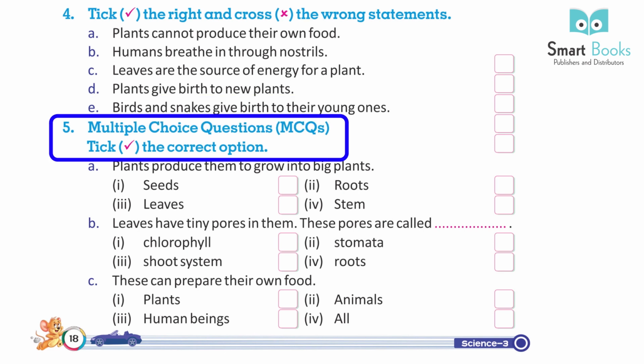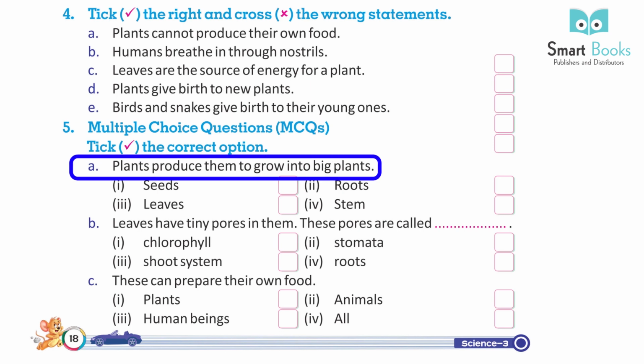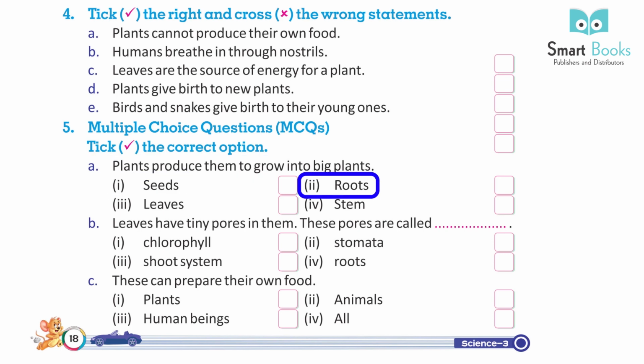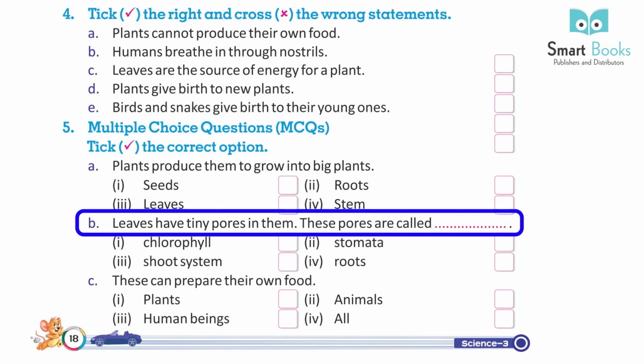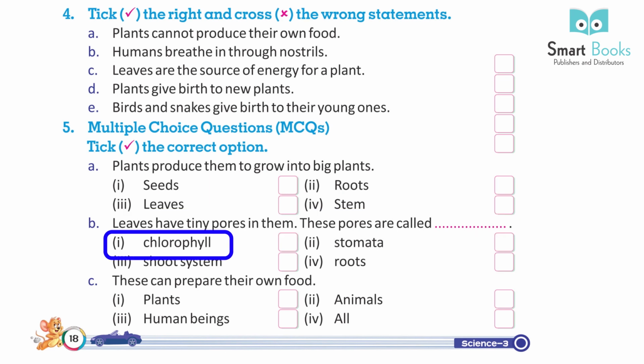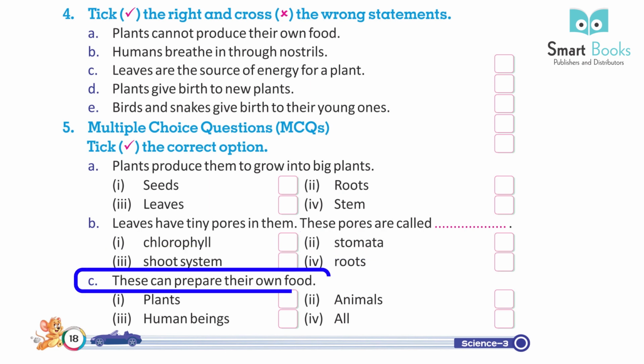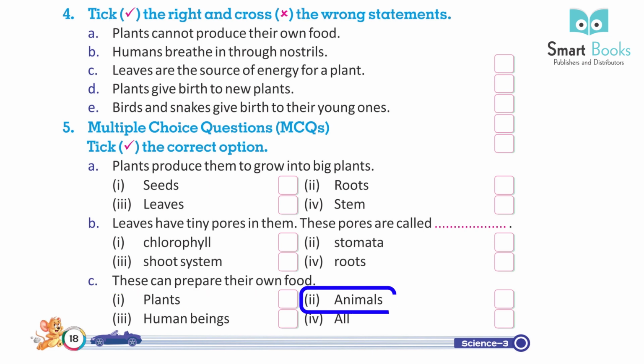5. Multiple choice questions. Tick the correct option. A. Plants produce them to grow into big plants. 1. Seeds, 2. Roots, 3. Leaves, 4. Stem. B. Leaves have tiny pores in them. These pores are called dash. 1. Chlorophyll, 2. Stomata, 3. Shoot stem, 4. Roots. C. These can prepare their own food. 1. Plants, 2. Animals, 3. Human beings, 4. All.